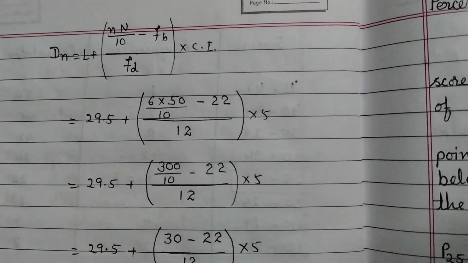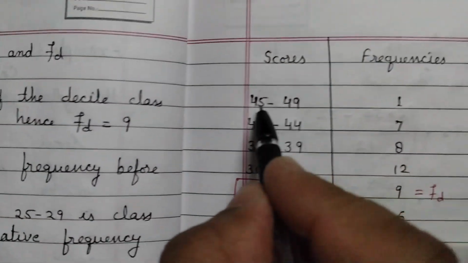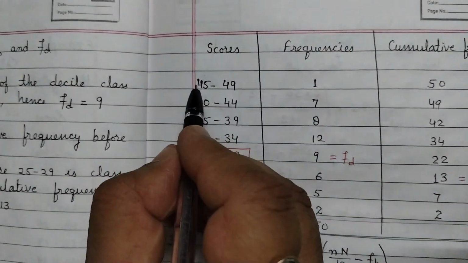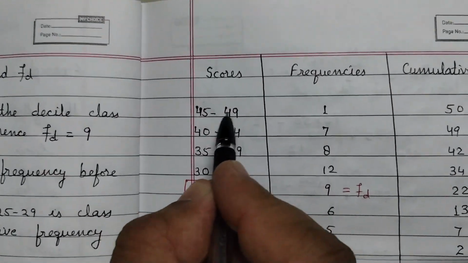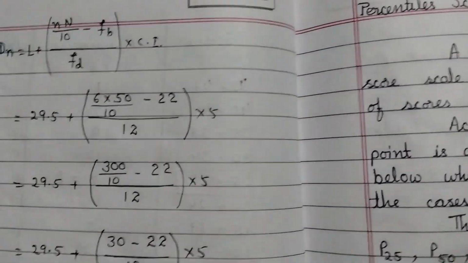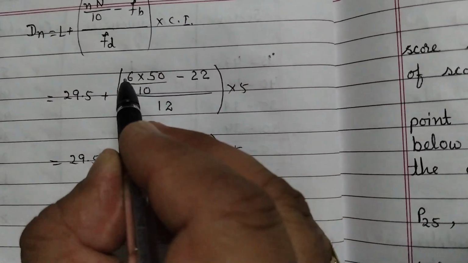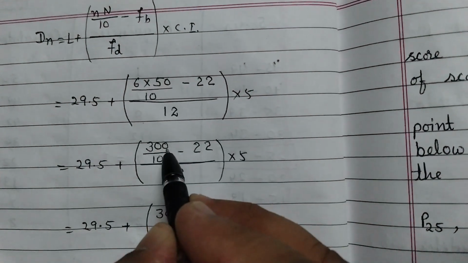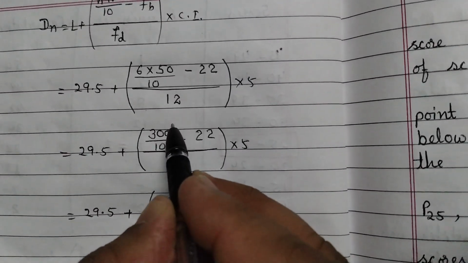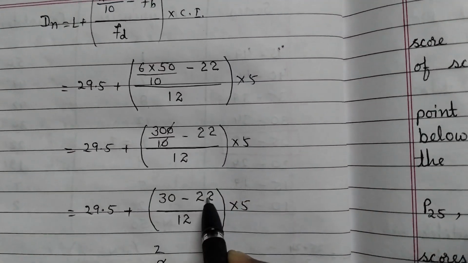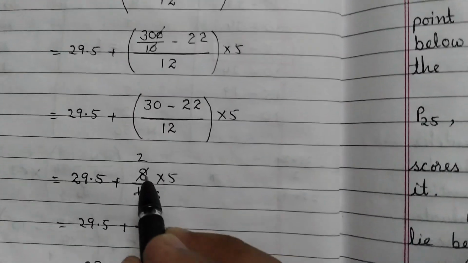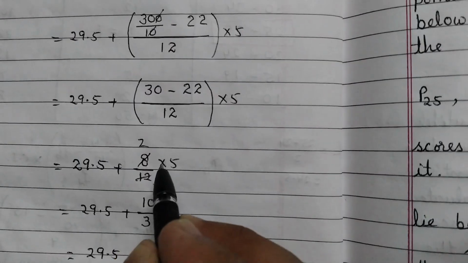So look at this table: 45 to 49, 40 to 44. The difference between these, or the length of the class interval, is equal to 5. So Ci is equal to 5. Now 50 into 6 is equal to 300. 300 divided by 10 minus 22 divided by 12 into 5, cancelling the zeros, 30 minus 22 divided by 12 into 5. 30 minus 22 is equal to 8. 8 divided by 12 into 5.